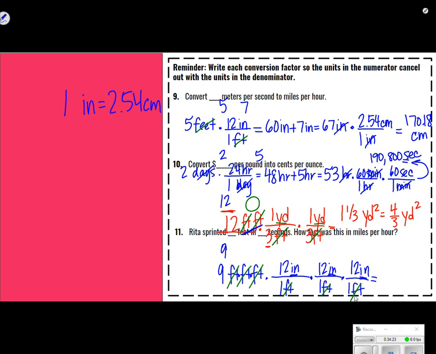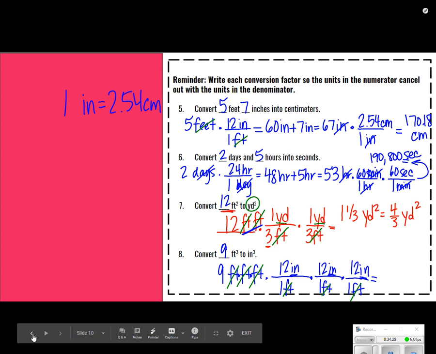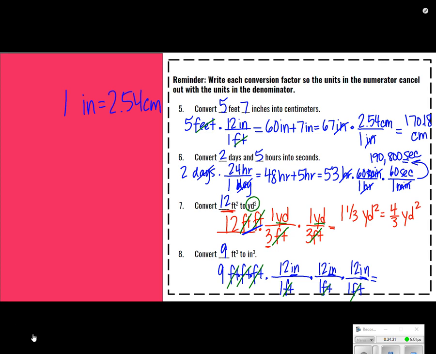So, I, again, am on the wrong slide. I don't know what happened. There. Okay. So, I have 15,552 cubic inches.